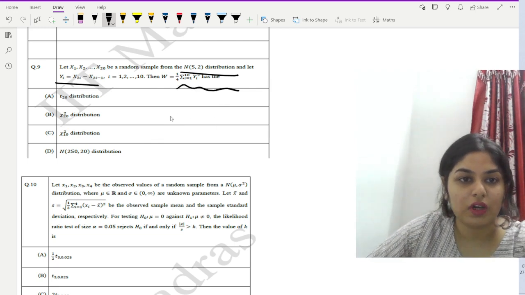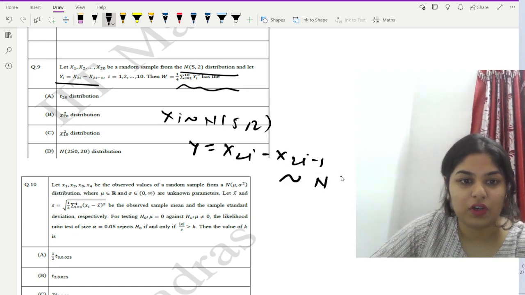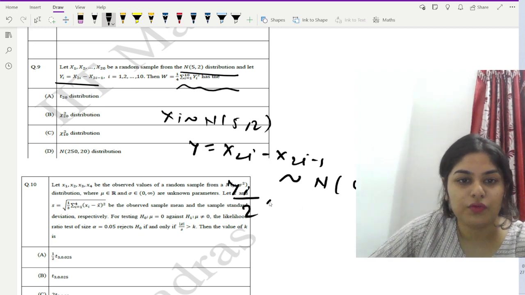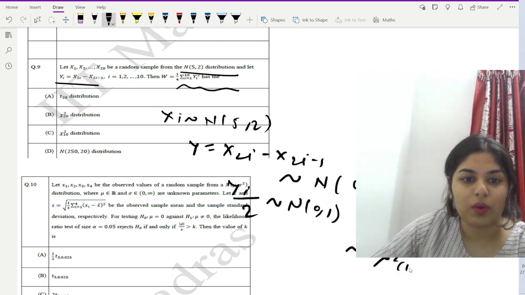So let us write down whatever we have. What do we have? Xi follows normal distribution with 5 comma 2, and Y is X2i minus X2i minus 1. Okay, it follows then what? N(0, 4). Now Y by 2 follows N(0, 1), right? So what can you write down from here? (Yi by 2) whole square follows chi square 1, correct?